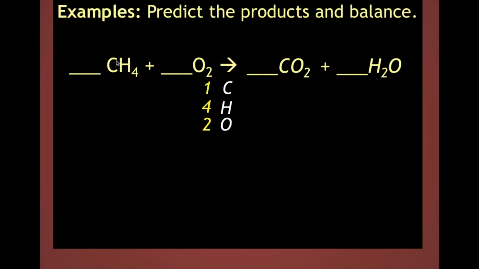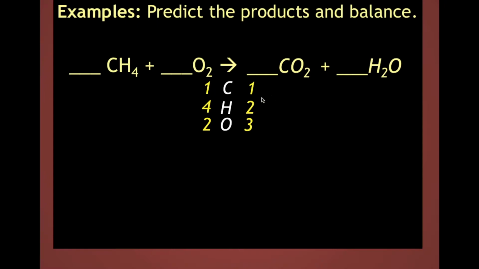So we have 1 carbon here, we have 4 hydrogens here, and 2 oxygens on the reactant side. On the product side, we have 1 carbon here. For hydrogen, we have 2 hydrogens here, and then oxygens, we have 2 here and 1 here, so 3. Now we just need to balance them.